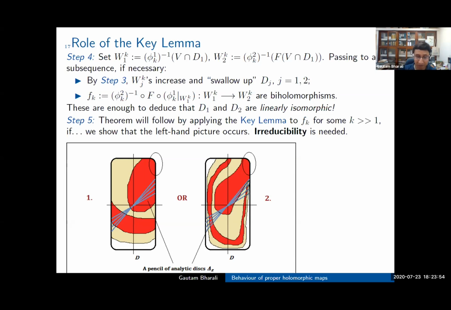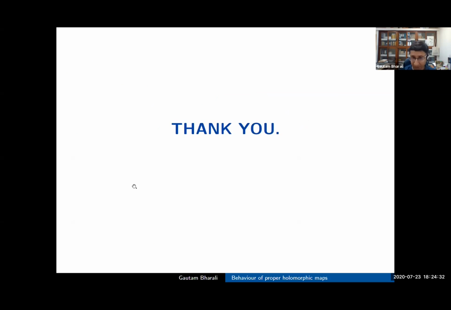I think I have taken 2-3 minutes beyond the time the organizers told me to take. So I'm going to stop at this point and say that what allows picture 1 to be the picture that we obtain is the irreducibility property. So this part of the proof is fundamentally Jayakrishnan's idea: how to go from the somewhat weak information that we have in step 3 to preclude picture number 2 and say, yes, what I have is picture number 1. All right, so at this point I stop. Thank you so much.